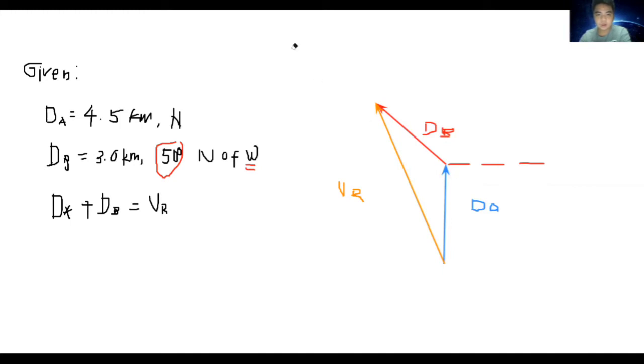Lagay lang natin dito that this is 50 degrees in reference to, sorry for that, in reference to the westward direction. Yeah, okay. Since that is 50 degrees and then we have an oblique triangle being formed, bakit oblique triangle? Because there are no exact measures in terms of its sides.